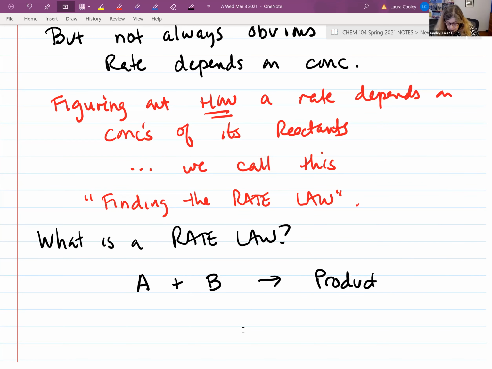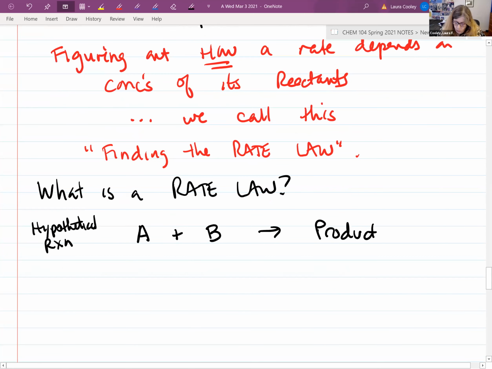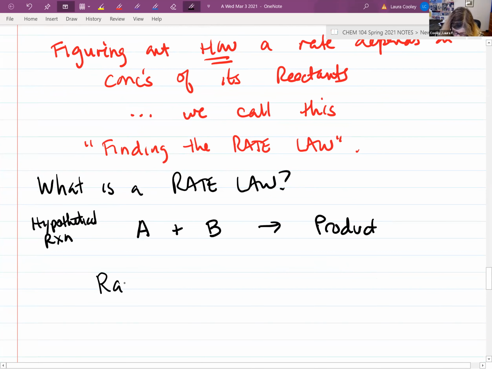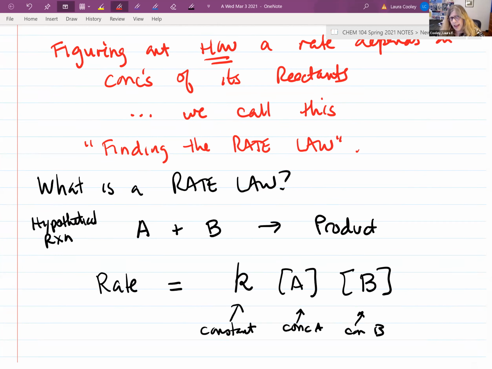All right, anyway. So if this is a hypothetical reaction, what we want to do is figure out how the rate depends on the concentration of A and B. So that's what this means, the concentration of A and the concentration of B. So it's going to be equal to some constant times the concentration of A, but not necessarily to the 1 power, right?